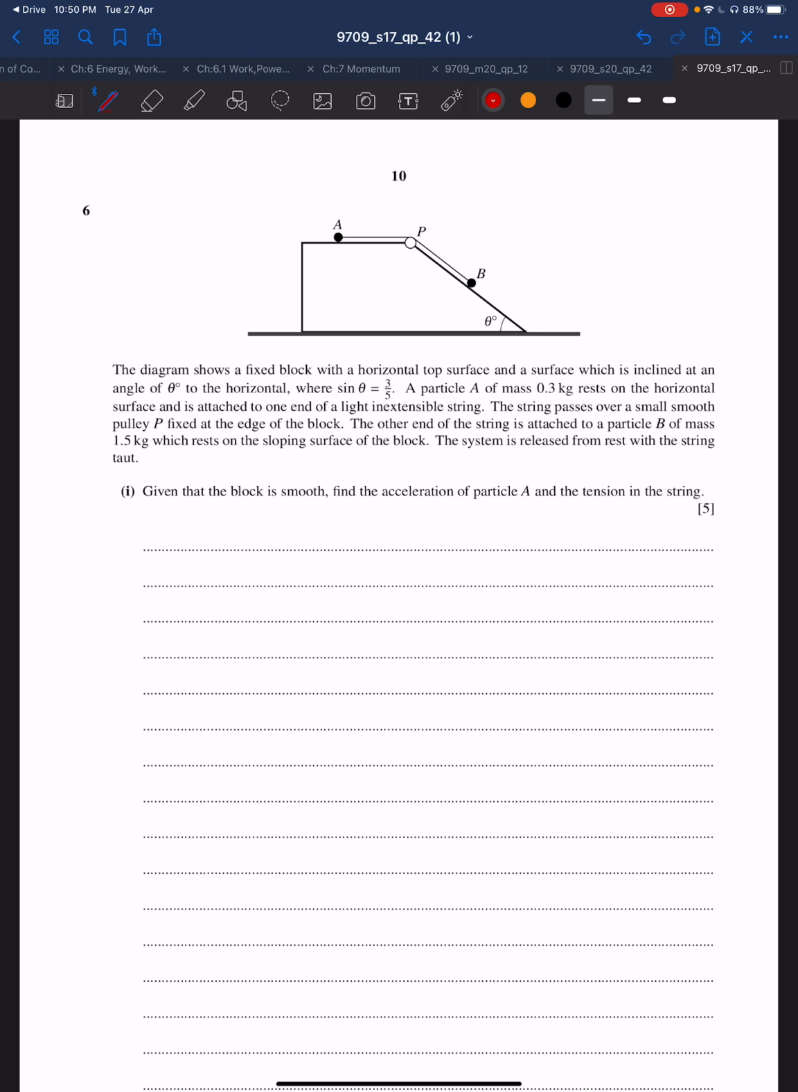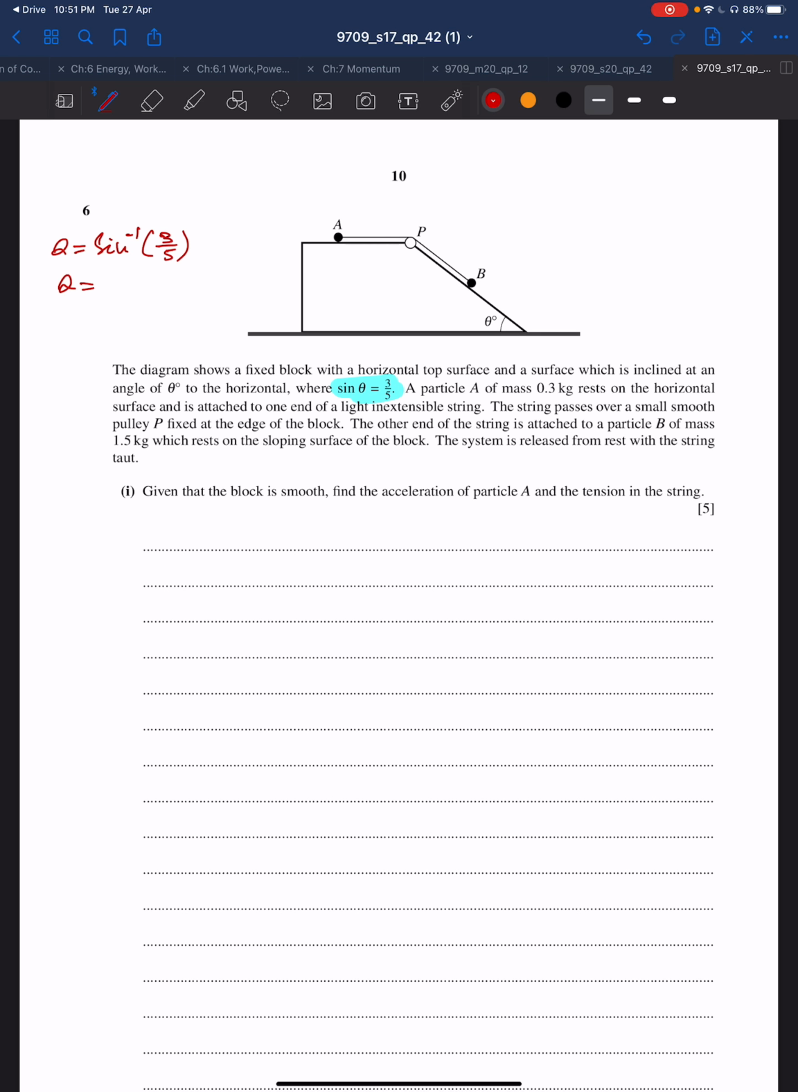In this question, we'll read the question first. The diagram shows a fixed block with a horizontal top surface, and a surface which is inclined at an angle of theta degrees to the horizontal. Sine theta is equal to 3 over 5. So theta is equal to sine inverse 3 over 5, and we can find out theta.